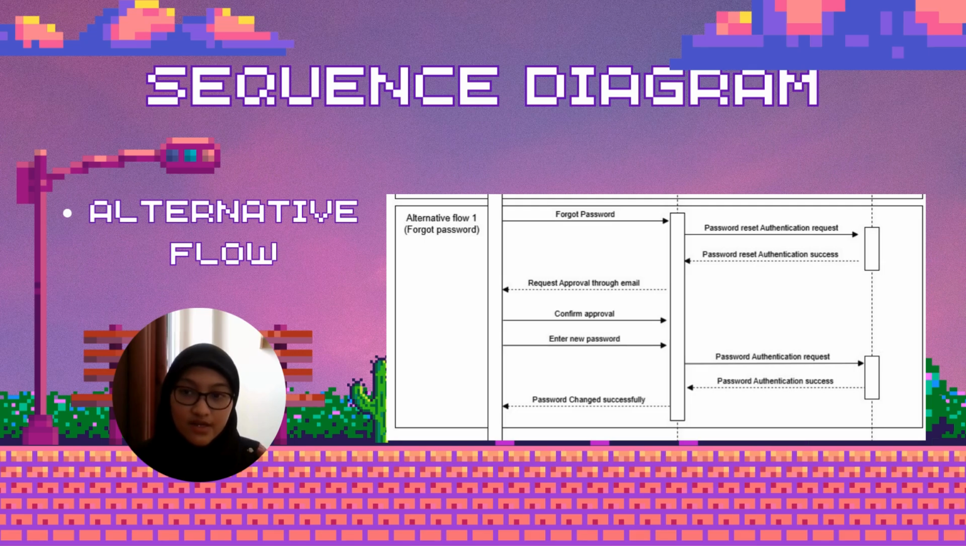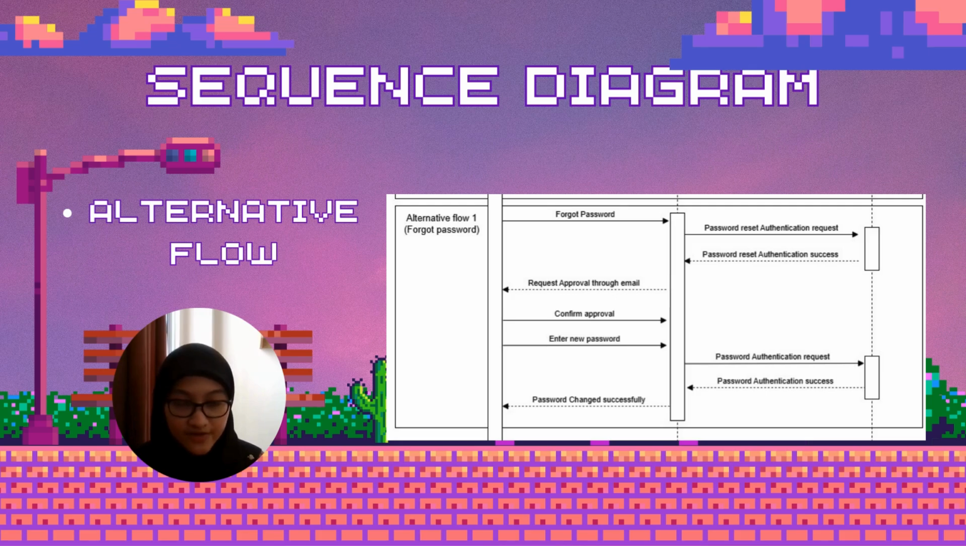Next, in the sequence diagram of login system, we have alternative flow. For the first alternative flow, we have forgot password. Forgot password is when the account is there and yet the login failed because the user forgot the password. So user will press the forgot password button and the system will send the password reset notification request to the database and database will approve it. Then the system will let the user know by sending the request approval to the email.